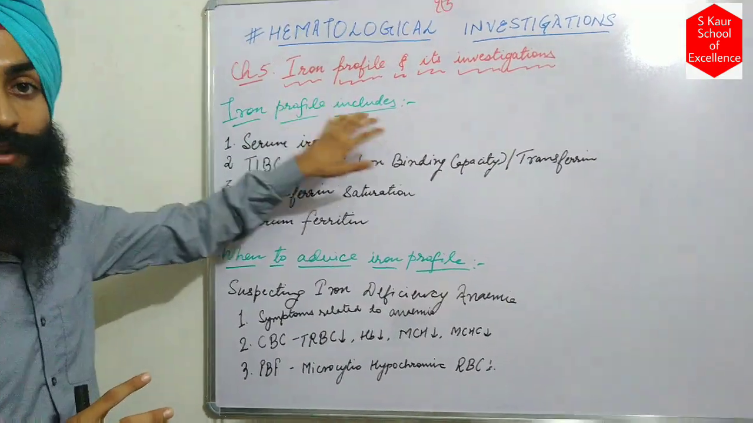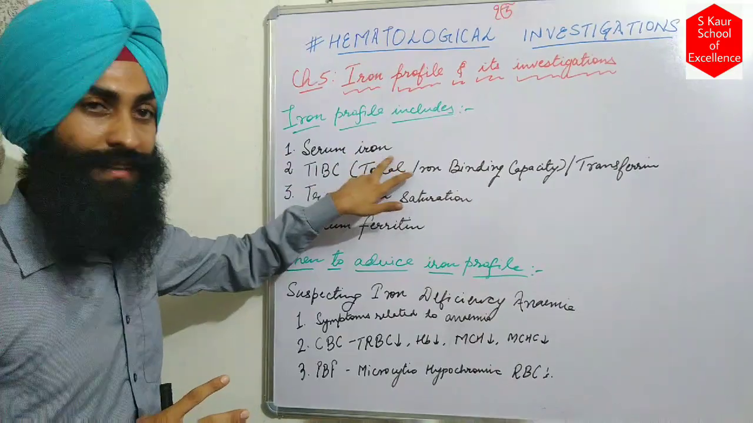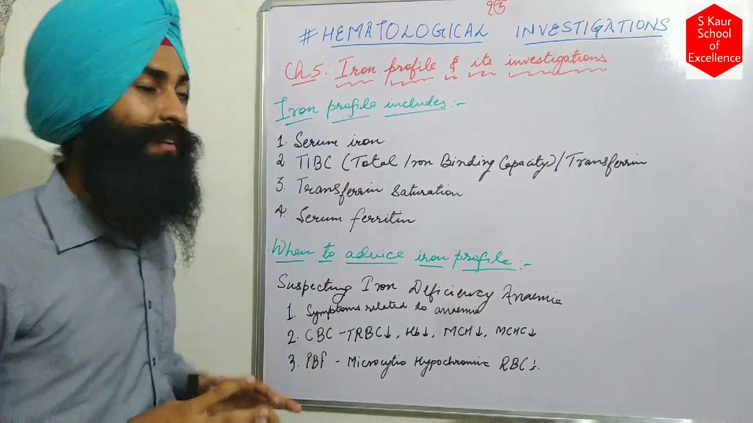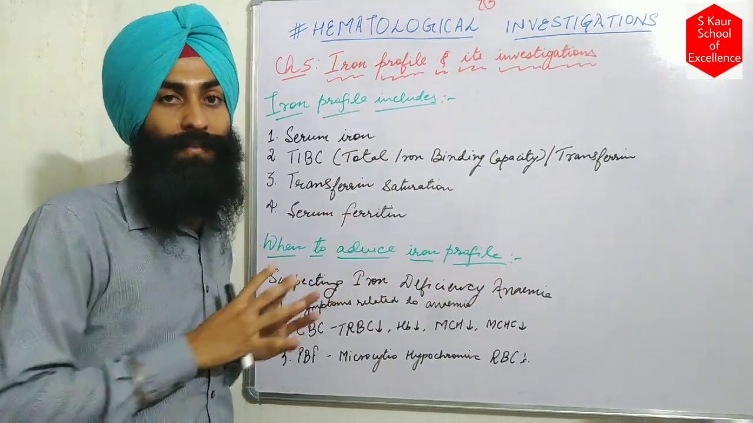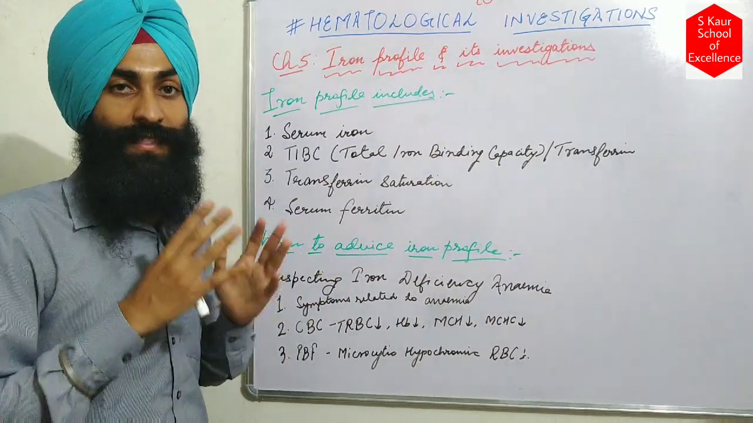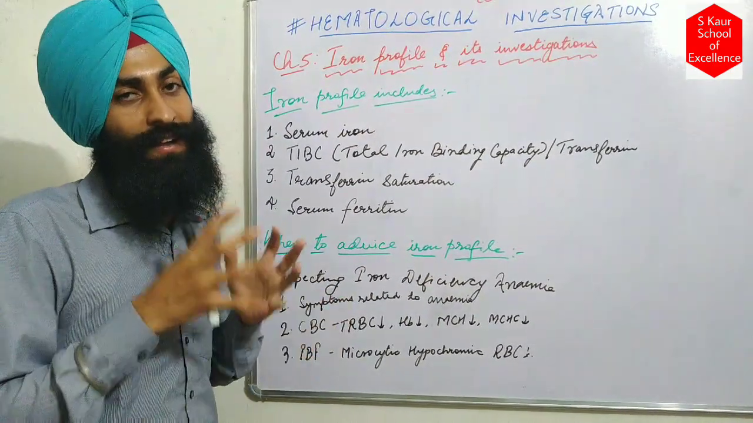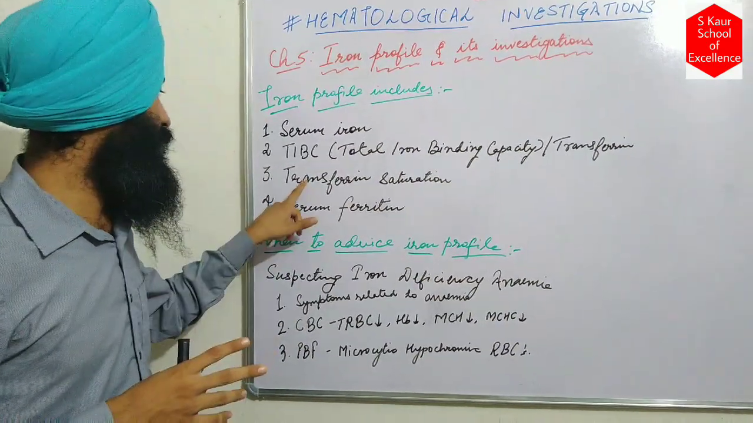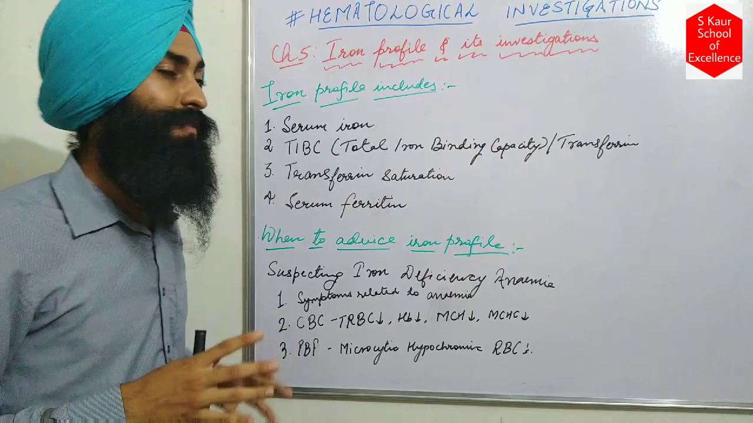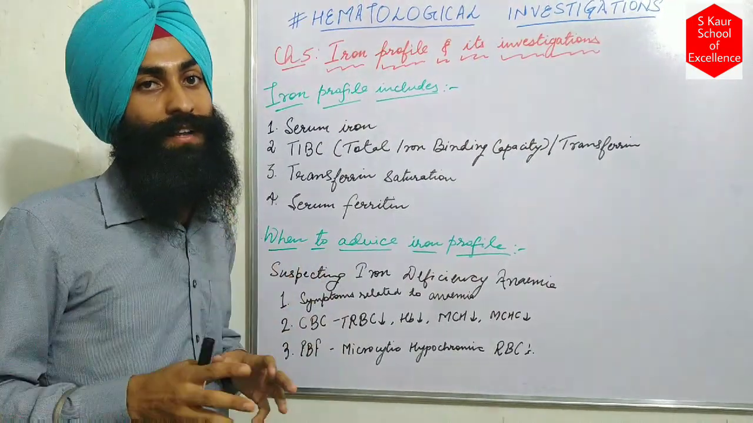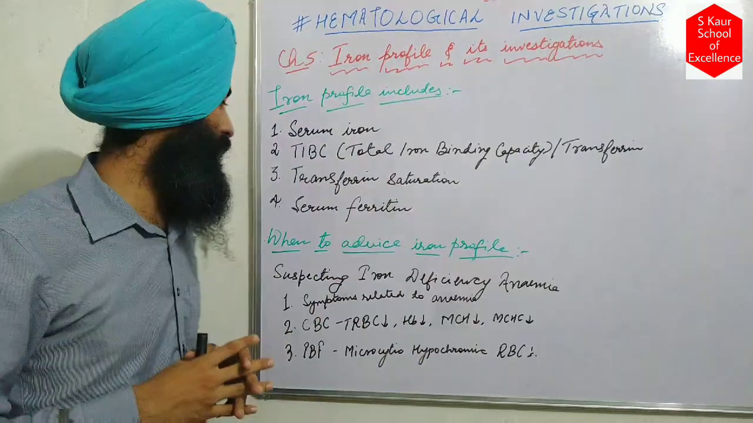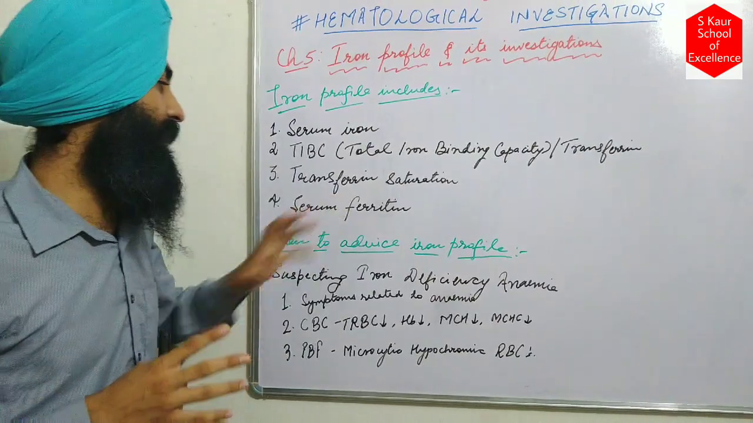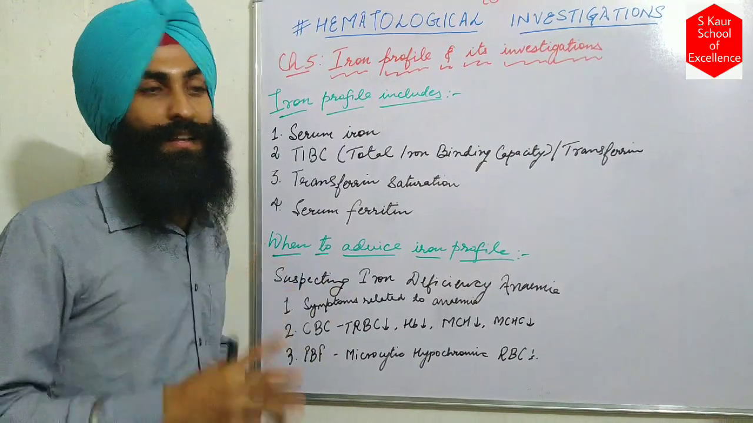So, iron profile includes serum iron, TIBC. TIBC is total iron binding capacity or transferrin. That is a protein to which iron combines and it is circulated in the whole body. And third one is transferrin saturation, means how much percentage of iron is combined to the protein transferrin. Fourth one is serum ferritin. It is the stored iron in the body.